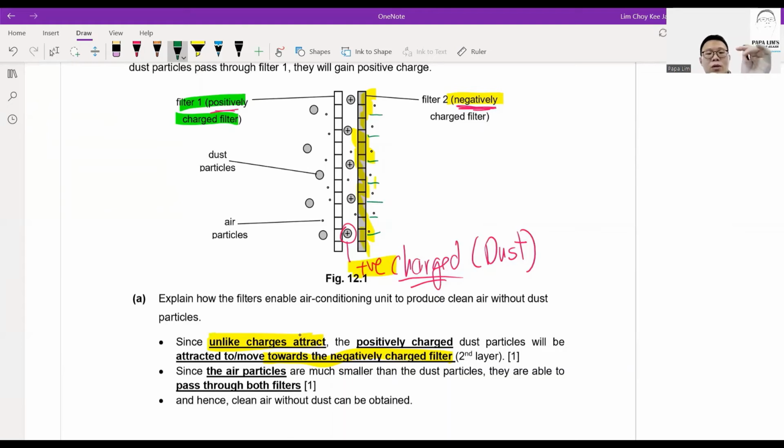Okay, so this is what we are looking for in your answer. In the answer, the student has to tell me what happened to the second layer. After the dust particle has been attracted, what happened to the remaining air particle? It will be able to pass through the air filter easily.